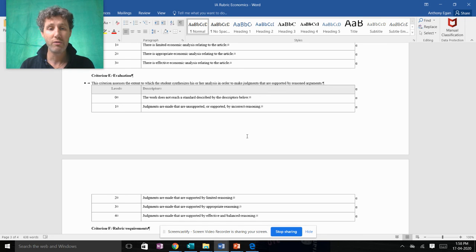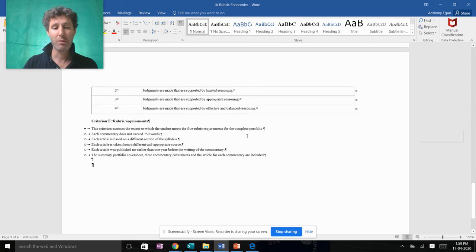Yeah. So if you don't support what you're saying with evidence, it's going to be more difficult to justify high marks on the evaluation criteria. The evaluation criteria is 4 marks, so it's quite important. And if you can do good evaluation, it can be a really good way to boost your grade on the IA.